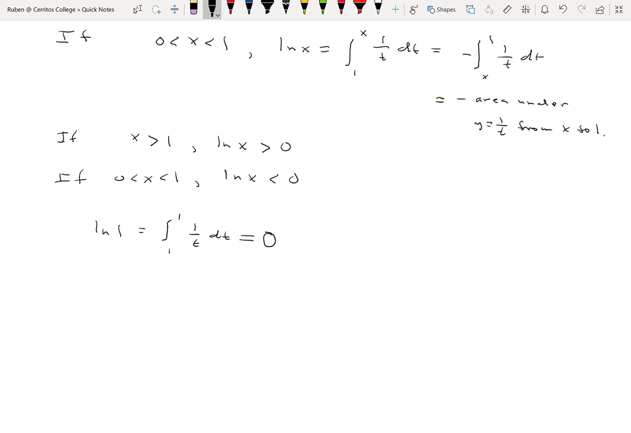And that's an important property. This says the natural logarithm of 1 is 0. The natural logarithm of 1 is 0. That's how logarithms behave. Any logarithm of 1 is 0.